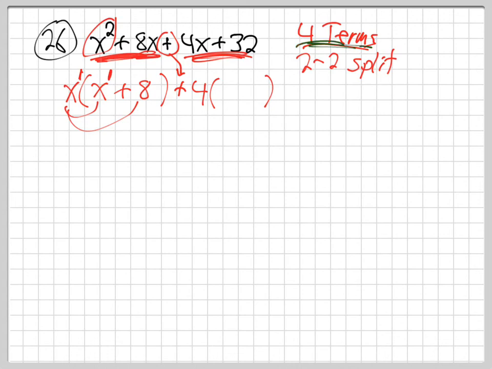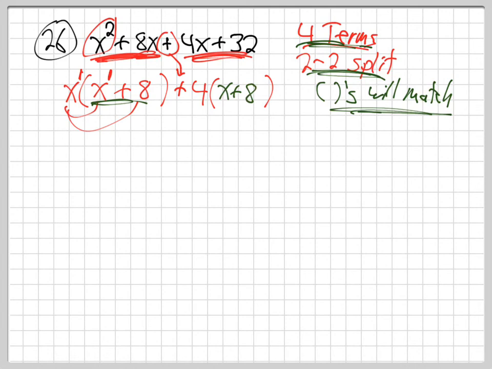And let me give you a hint that'll speed you up. Whenever you're doing the 4 terms, the 2-2 split, the parentheses will match. Guaranteed. So this is x plus 8. This will also be x plus 8. Double check it. 4 times x, 4x. 4 times 8, 32. See how it works? They will always match. When you're doing 4 terms and you do the 2-2 split, the 2 parentheses will always match.